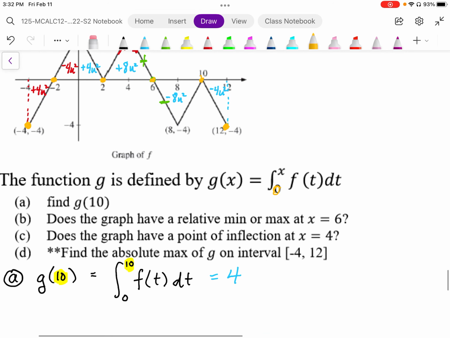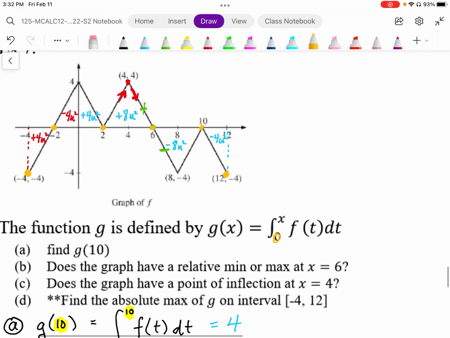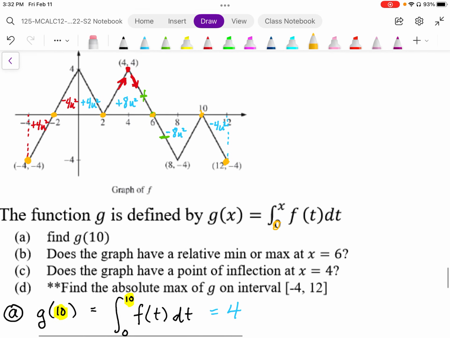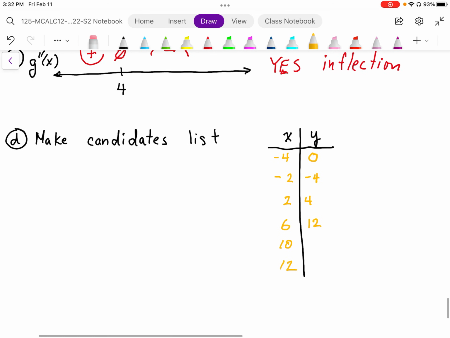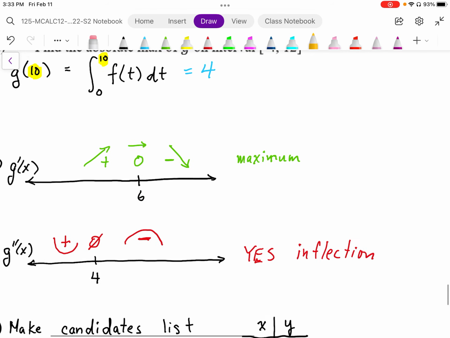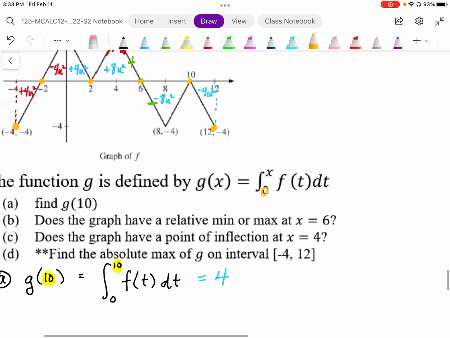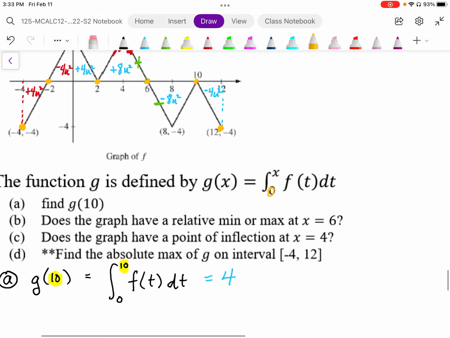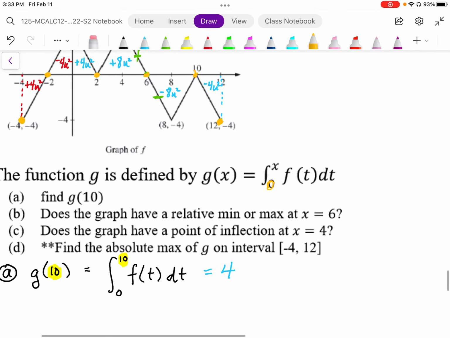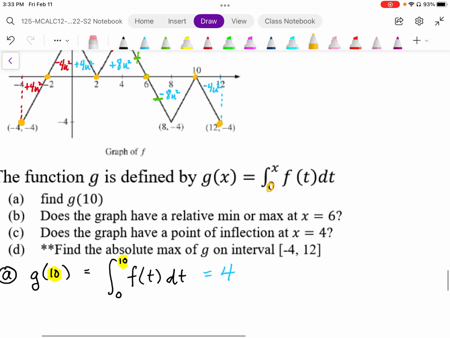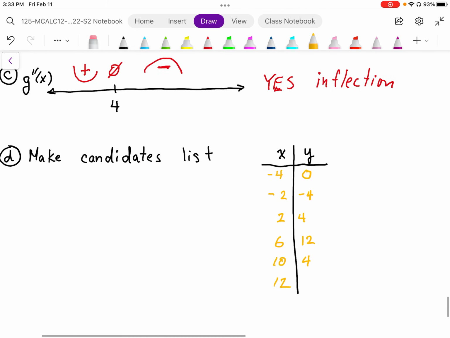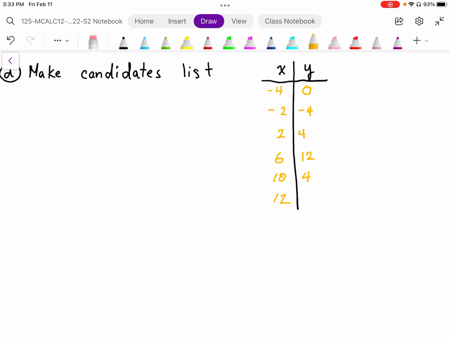And then at 10, I have +4 +8 -8, so it's going to be at +4. So at 10, my y coordinate is +4. And then at 12, I go +4 +8 -8 -4, because that area is underneath the curve from 6 to 12. And so I end up back at 0.